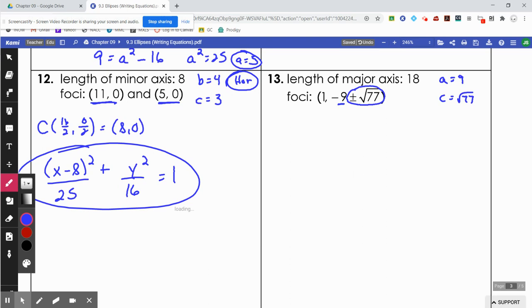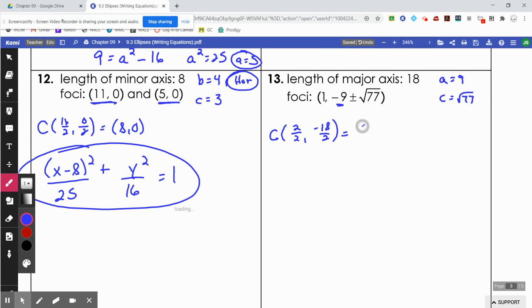Now here's the tricky part. Let's use this focus to find the center. Add your x's, 1 plus 1, that's going to be 2, and divide by 2. Now this is horrible, right? How are we going to add these two y values? Well, it's actually pretty easy. If you think about -9 plus the square root of 77, and you add that to -9 minus the square root of 77, these actually just cancel. And leaves you with -18 divided by 2, which is going to end up being this -9 value again.